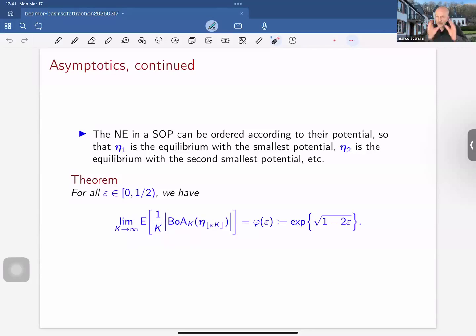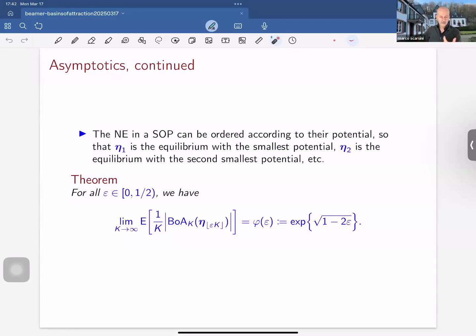So how many columns converge to the equilibrium eta 1, to the equilibrium eta 2, etc., when K diverges to plus infinity. So when the number of possible actions for each player goes to plus infinity. So what does the result say? First of all, notice that when K goes to plus infinity, it's basically like having a continuum of possible equilibria.